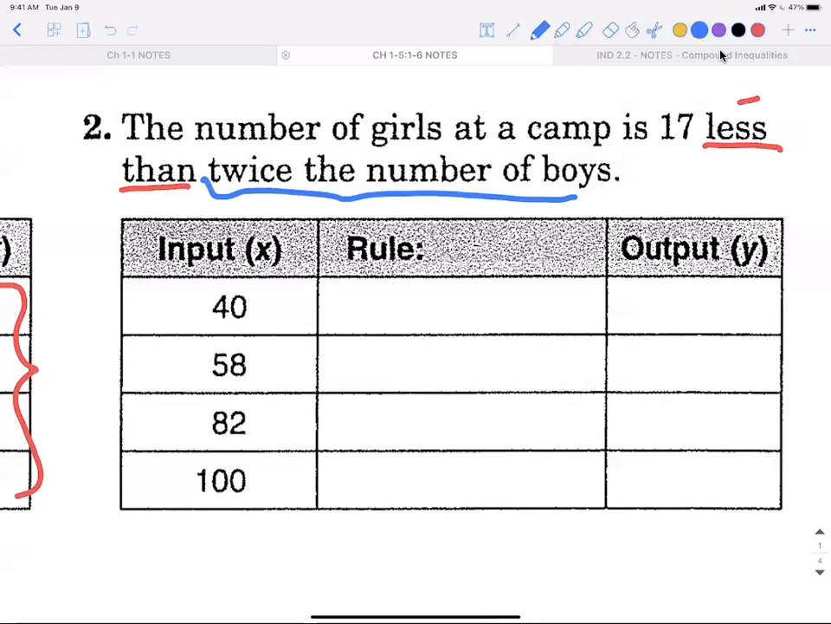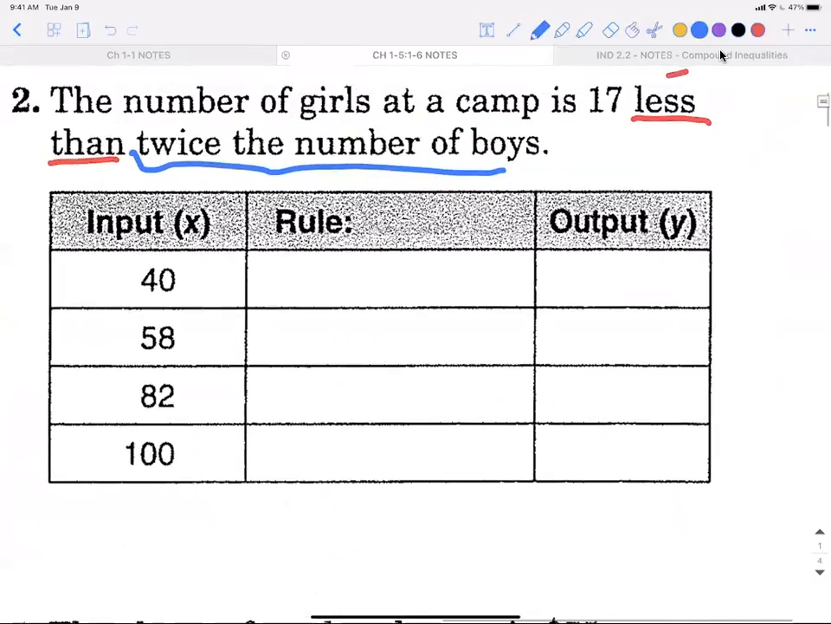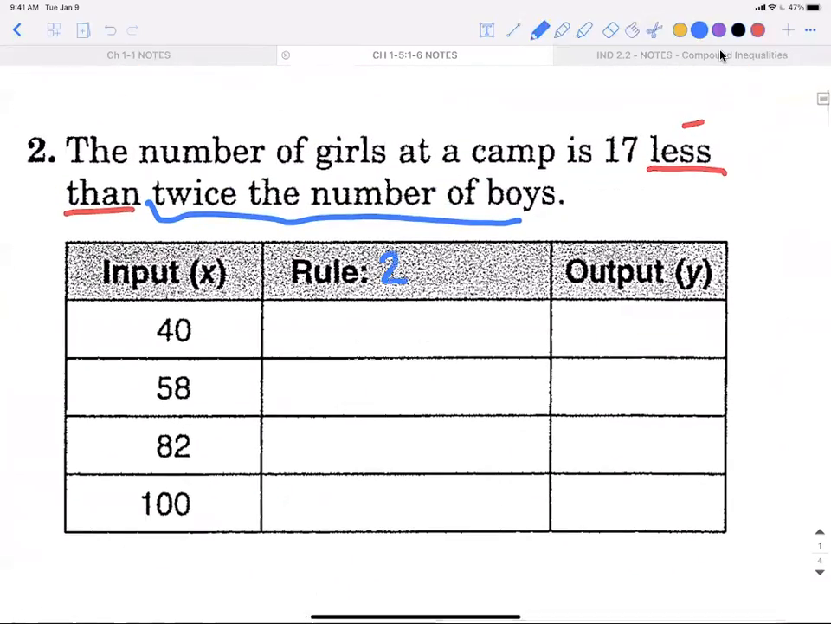What do you guys think? Say it. What do you think it is? Yeah, exactly. 2B. Good job. So in my rule, I know that the number of girls at camp is 17 less than twice the number of boys. So my rule could be 2B, right? That's twice the number of boys. And then I know that it's actually 17 less than that. So it'd be minus 17.